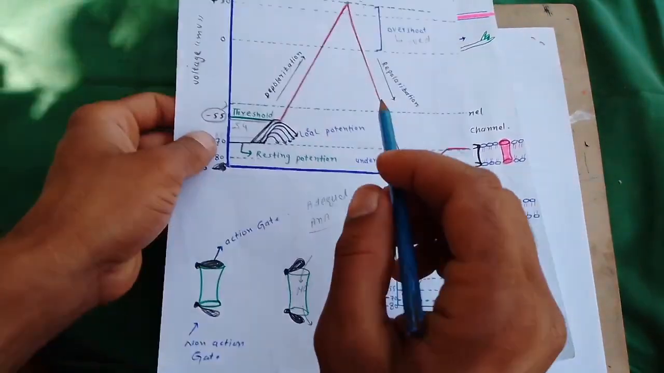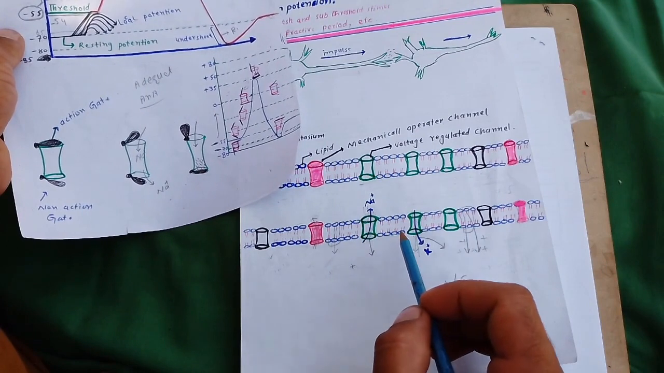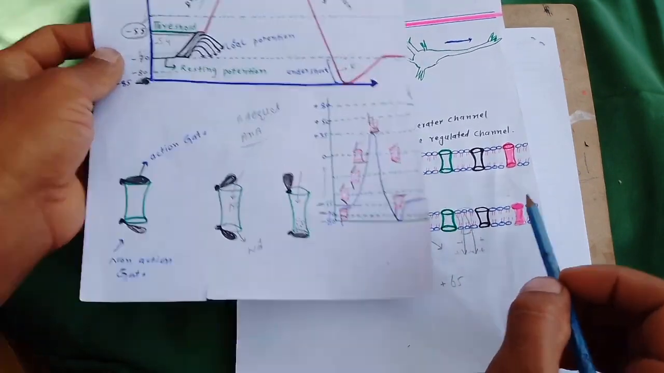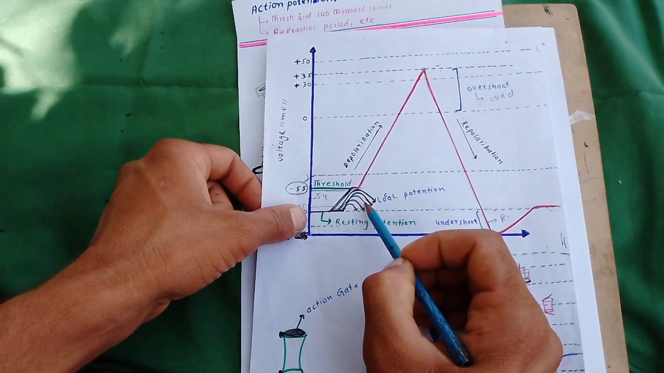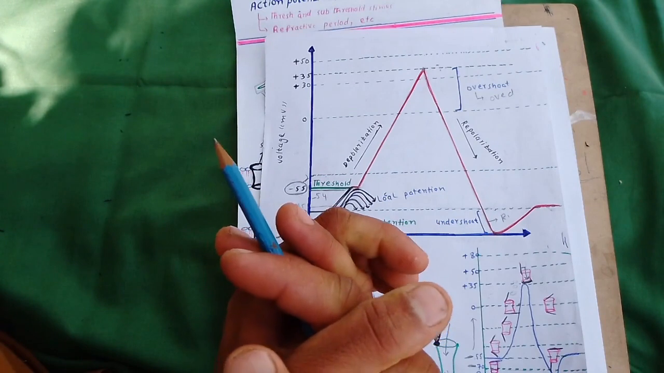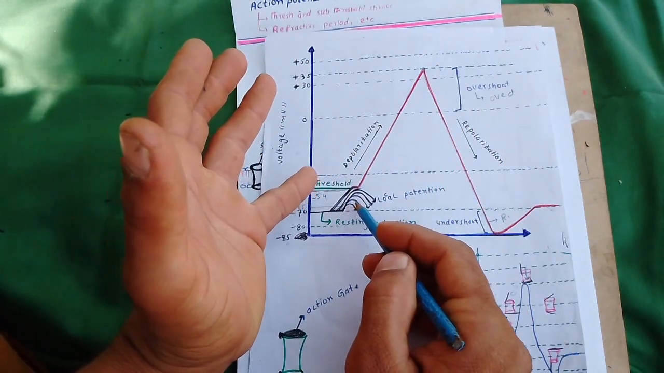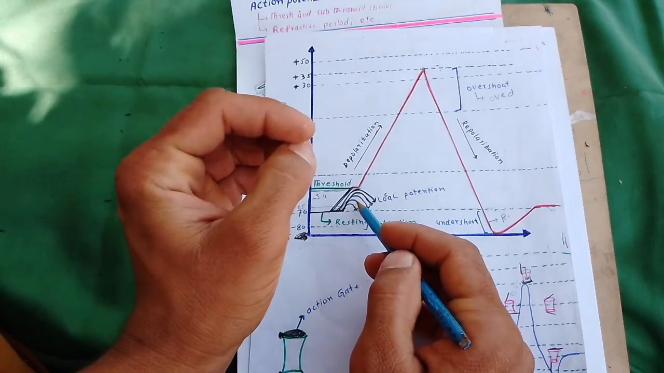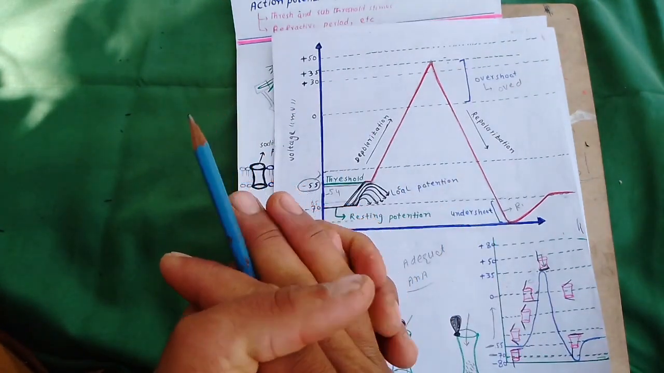The action potential moves in the forward direction, while the graded potential does not move in the forward direction. This is the graded potential. These graded potentials do not move in the forward direction, while the action potential moves in the forward direction. This is one difference. Another difference is that the graded potential can be added, while the action potential cannot be added.